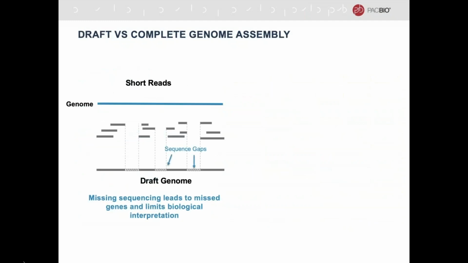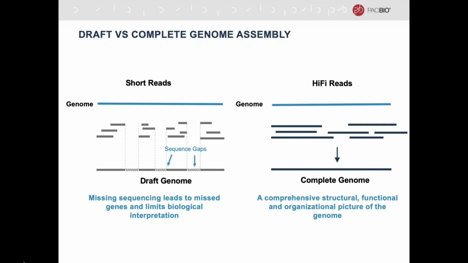So let's talk just a little bit about short read genome assemblies versus long read HiFi genome assemblies. With short reads, you're not going to be able to expand these really complex regions within the genome. So when you go to do your assembly, you're going to have a lot of gaps present in them. So you're not going to have a complete genome, you're going to have what we call a draft genome. And this missing sequence is going to lead to missed genes, and it's also going to very much limit your biological interpretation.